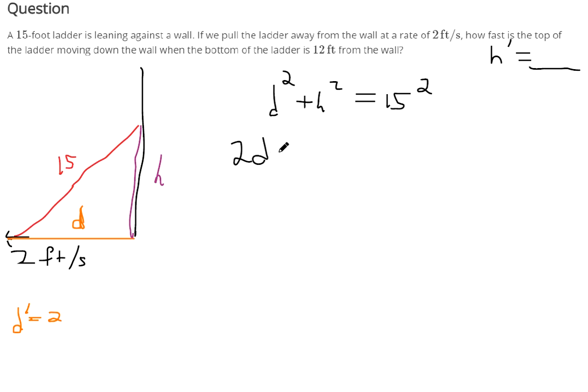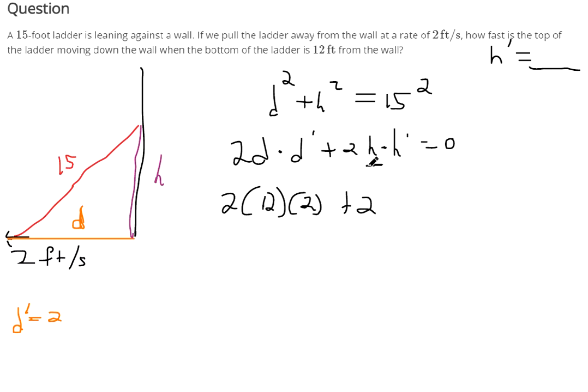So this is 2D times D prime plus 2H times H prime, and that should equal 0, because the derivative of a constant is 0. And we have that D prime is 2. We need to know what D is and what H is in order to solve this equation. They tell us that the bottom of the ladder is 12 feet from the wall, so that means D equals 12. D prime, we're told, is 2. It's a constant 2 feet per second.